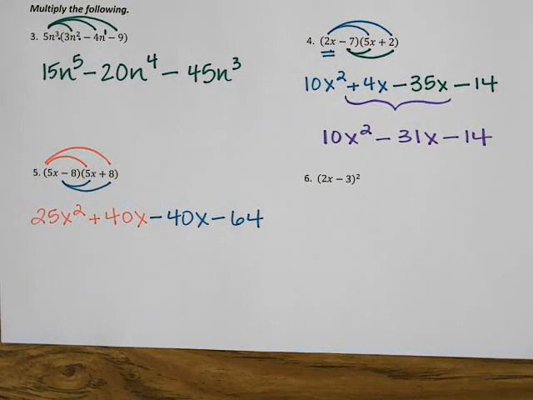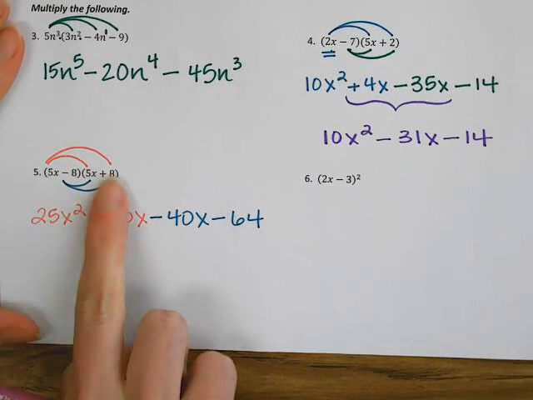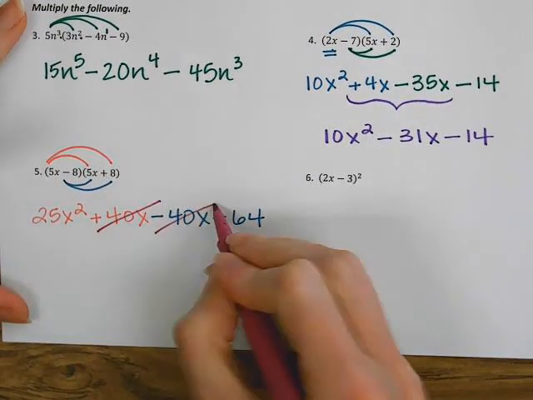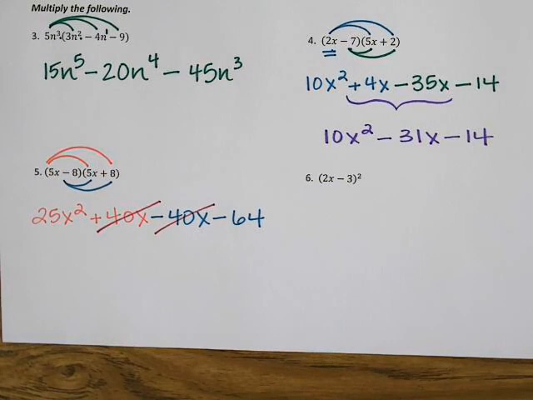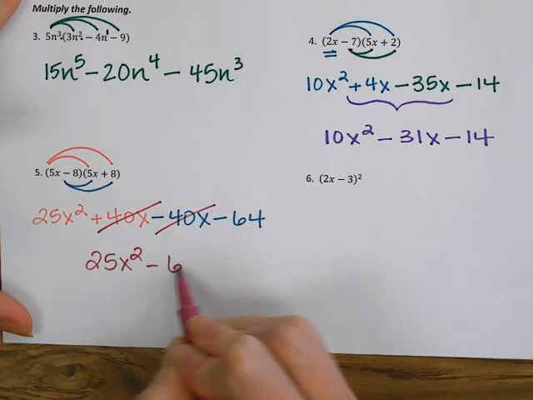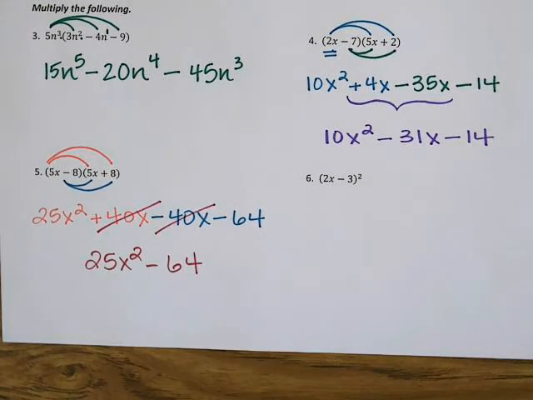Now, remember, something weird's going to happen when they're exactly the same but opposite. The middle terms are going to cancel, and we're left with 25x squared minus 64. Done.